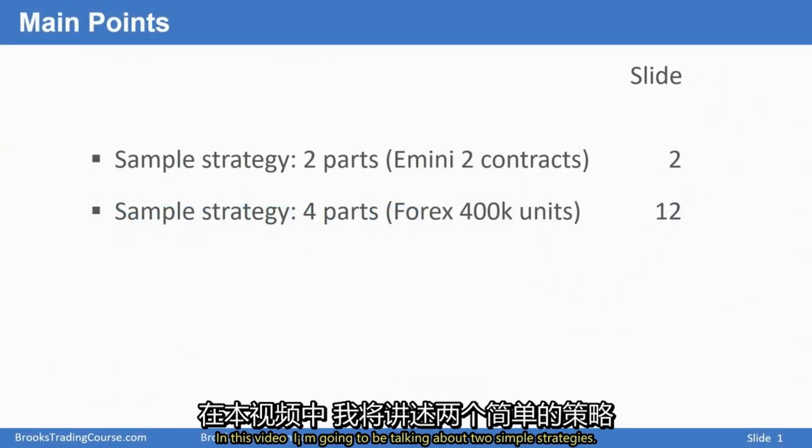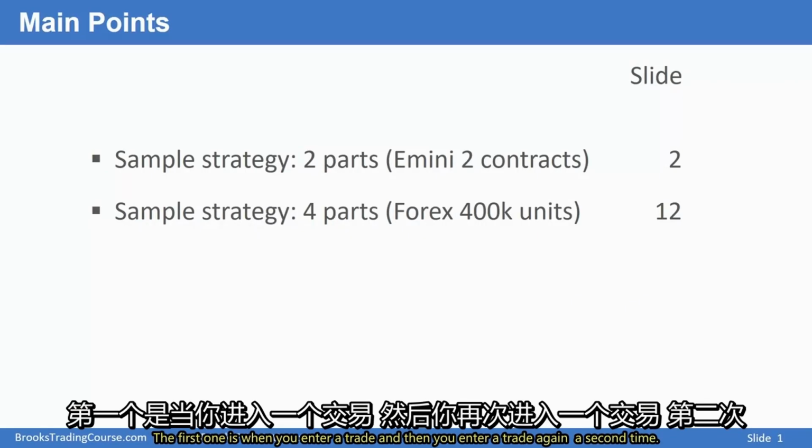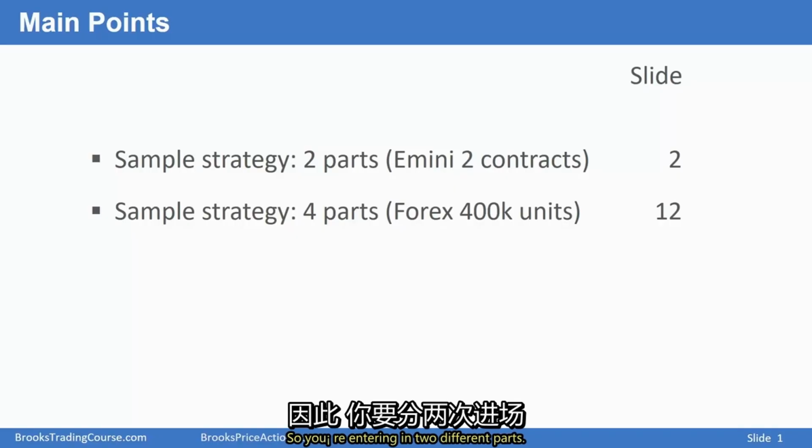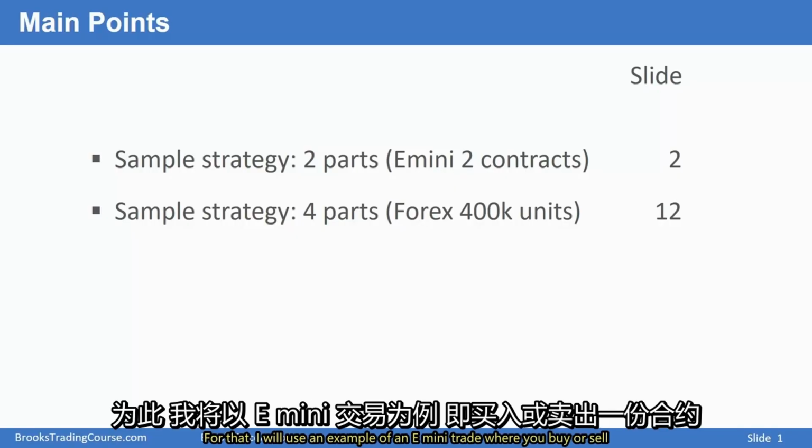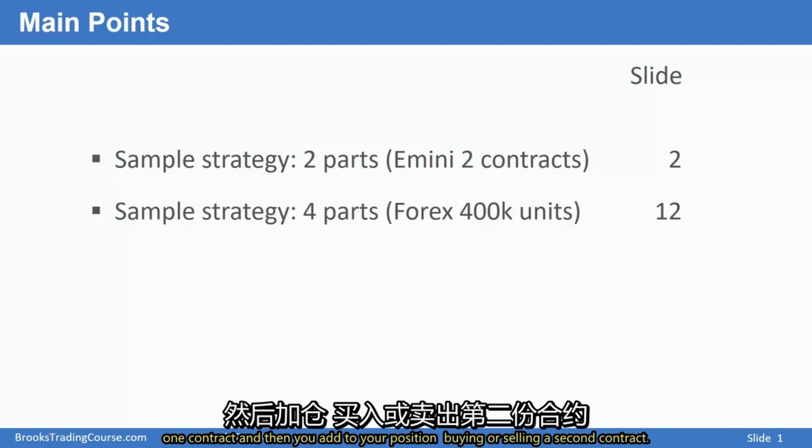In this video, I'm going to be talking about 2 simple strategies. The first one is when you enter a trade and then you enter a trade again a second time. So you're entering in 2 different parts. For that, I will use an example of an E-mini trade where you buy or sell one contract and then you add to your position buying or selling a second contract.